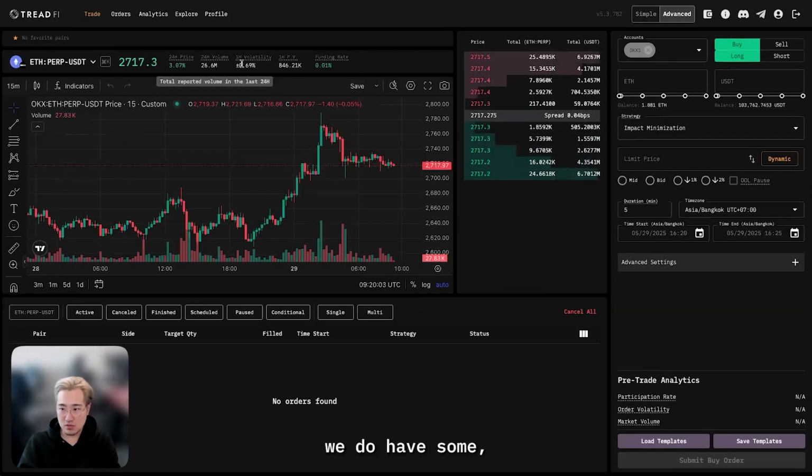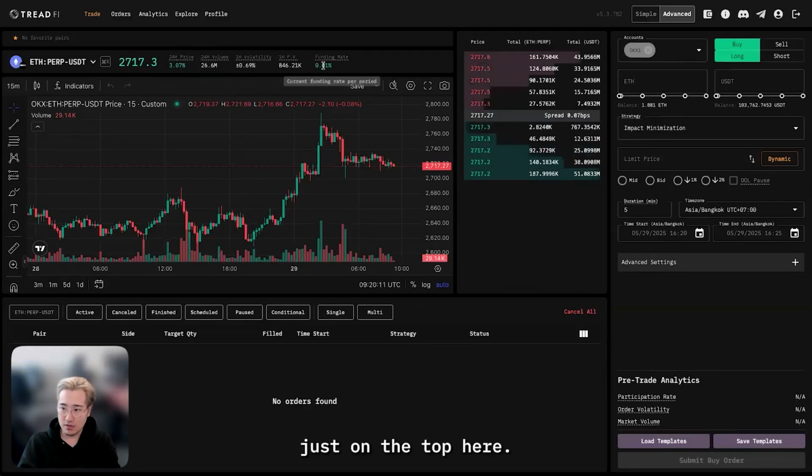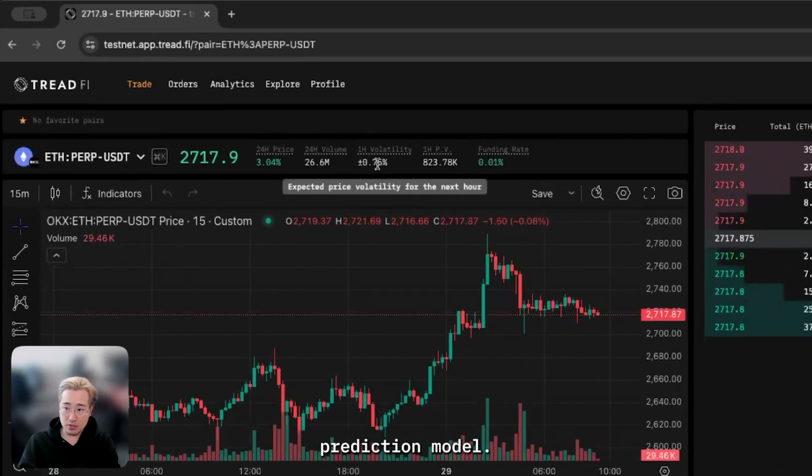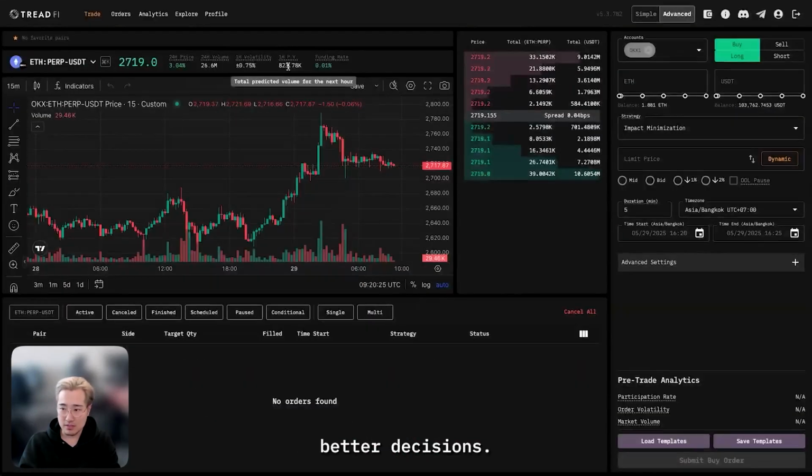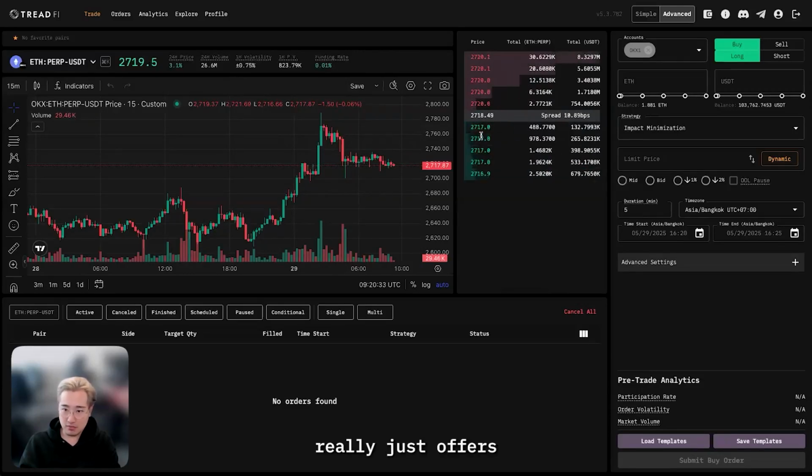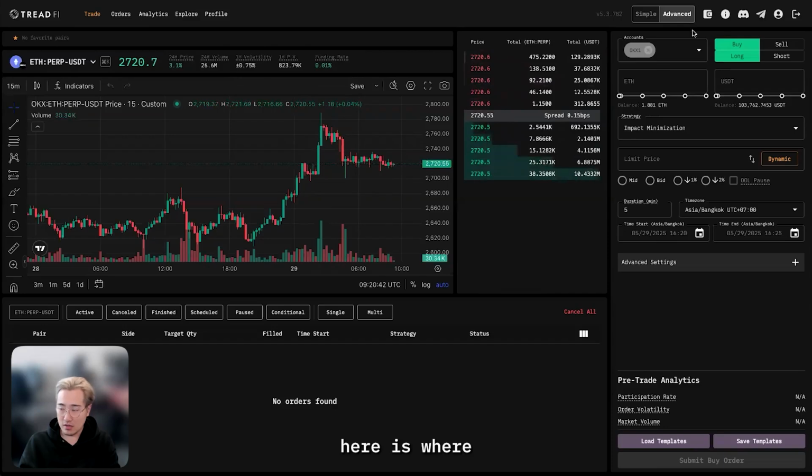First thing you'll notice is we do have some high-level metrics about the pair on OKX, just on the top here. Some of this is derived from our prediction model, so things like 1 hour predicted volume. We just display it here for transparency, but really the engine uses this in the backend to make better decisions. The limit order book as well, you can take a look. It's updated live on OKX. Their API really just offers 5 levels, but on other exchanges, you'll see the full 10, 20 levels that might be useful for you. And then on the right here is where most of the logic goes for your execution strategy.